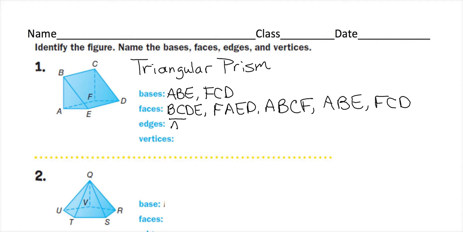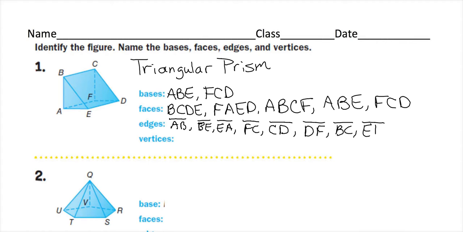So it's segment AB, segment BE, segment EA, segment FC, segment CD, segment DF, segment BC, segment ED, and finally segment AF. So there's a lot of them. It's not that this is hard, it's just time consuming.